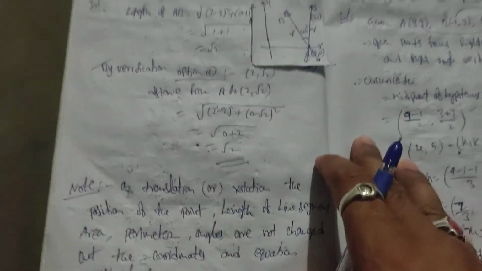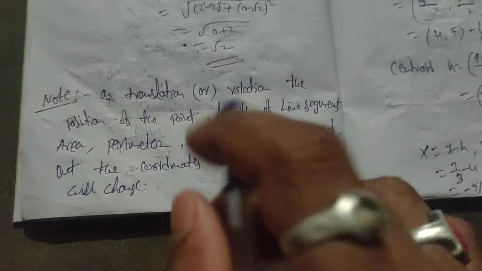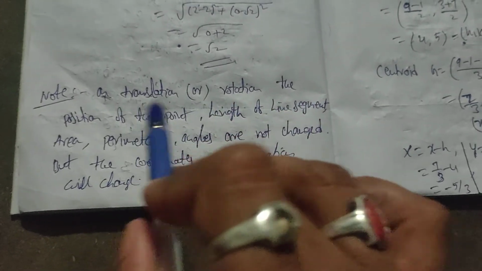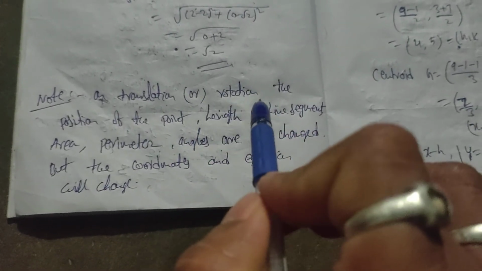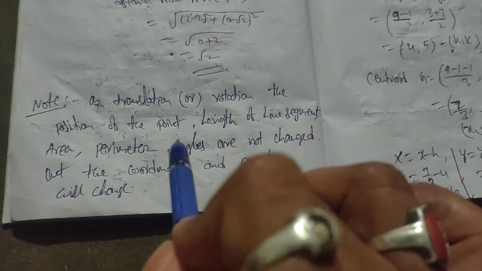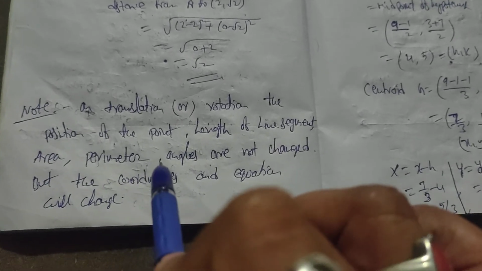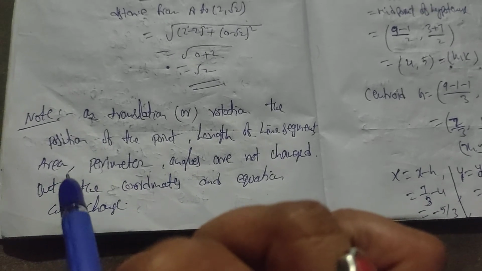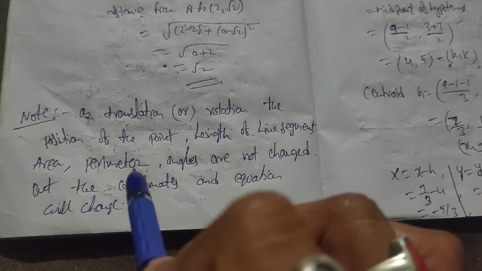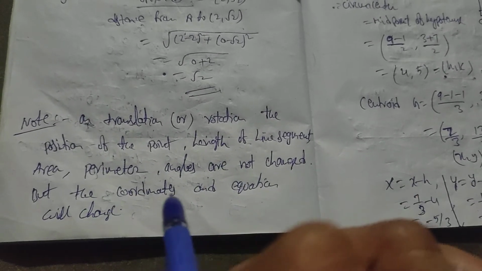My students, before going to next problem, just remember one concept. On translation or rotation of the axis, the position of the point, length of line segment, area, perimeter of any shape, and angles are not changed, but the coordinates and the equation will change.